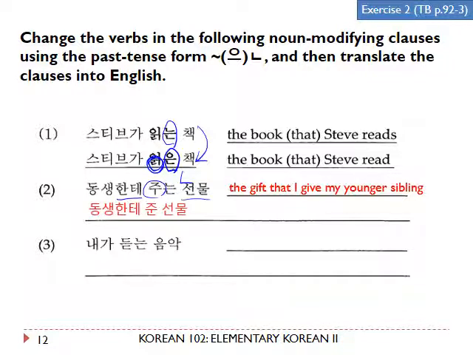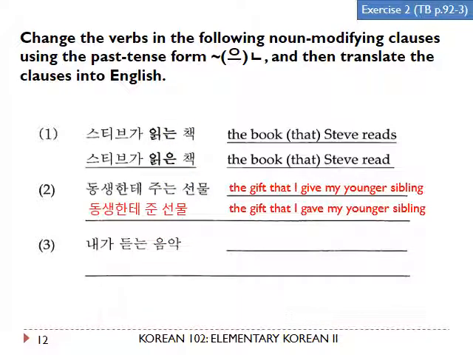동생한테 준 선물. 그렇죠? Because the stem is 주, which ends in a vowel, so attach 니은. Okay, so you have 준. Translation 뭐예요? The gift that I gave my younger sibling. 자, 3번.